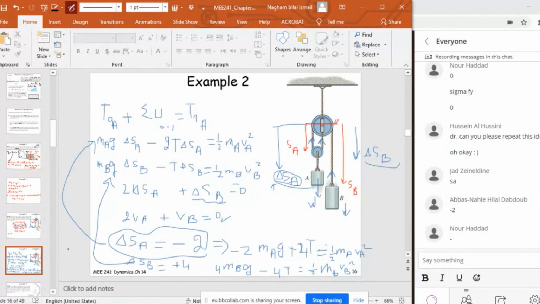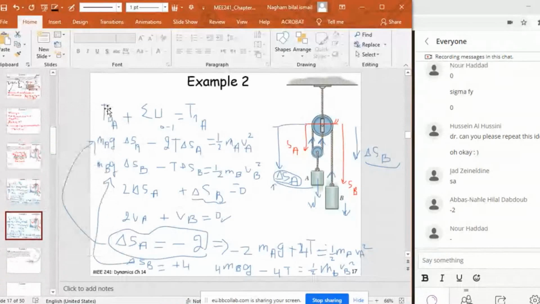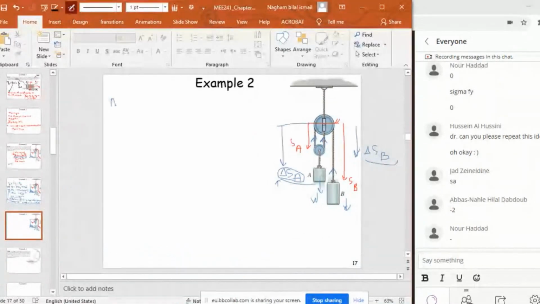Before you ask me any question, there is another strategy to solve such a problem. It is by starting from here, by saying that since delta SA is negative and it's equal to -2, then the work of the weight should be negative and the work of the tension for A should be positive since A is moving upward.